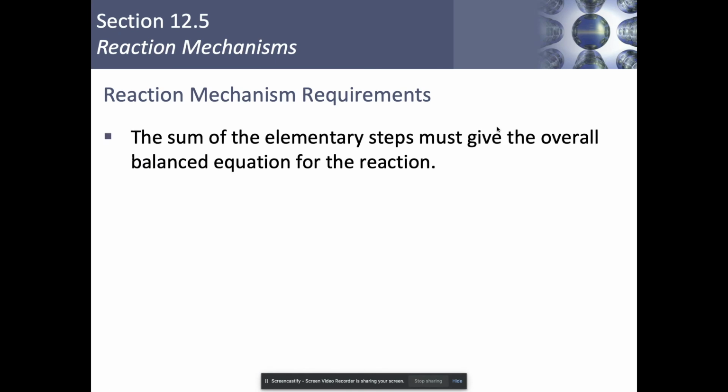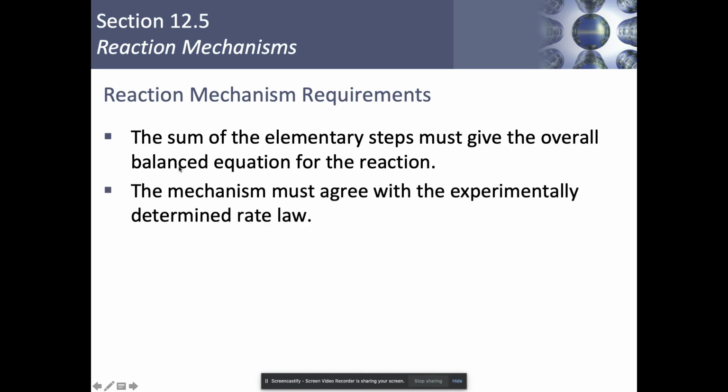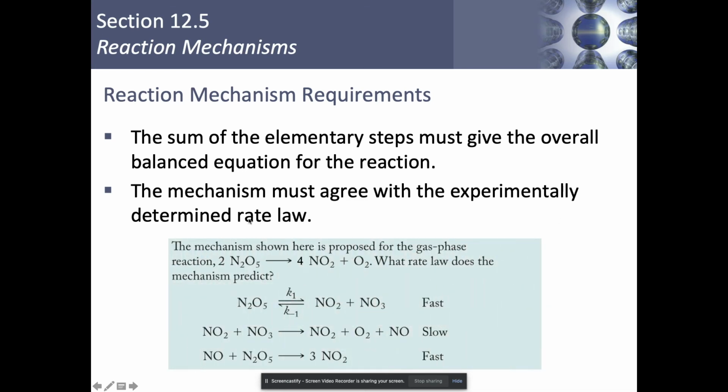So what are the requirements? Well, here are the requirements for a good reaction mechanism. When we add the elementary steps together, we must get the overall balanced equation. The mechanism must agree with the experimentally determined rate law. And so what that means for us is we could have something like this. Right? We have dinitrogen pentoxide, we have nitrogen dioxide, and we have oxygen gas. So what would we do? Well, let's just take a look at the first part of this. I'm going to save the second part for later on, but this first part. The overall sum must equal the balanced equation.